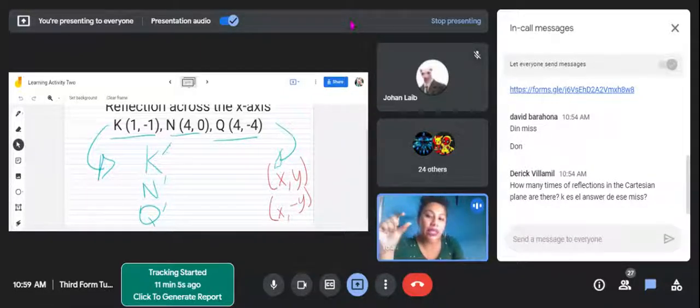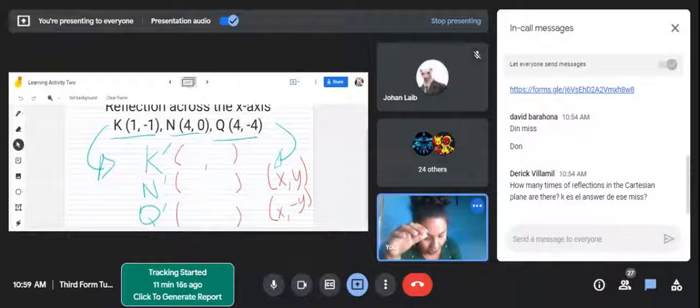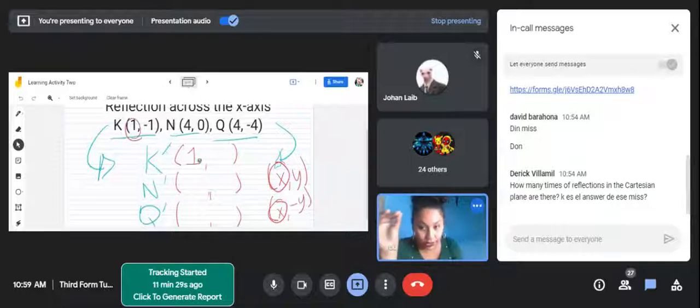So now I am going to take each of these points and put it in the new form that I want. All of these need to have two coordinates, the x and the y. If I take a look at what it says here, x does not change. X remains the same. So I'm going to go to K and write 1, exactly the same. I'm going to go to N and write 4, exactly the same. And I'm going to go to Q and write 4, exactly the same, because the x value does not change. Everybody understands that?